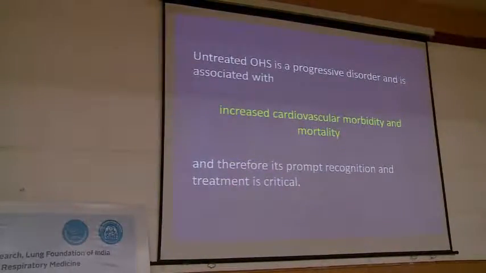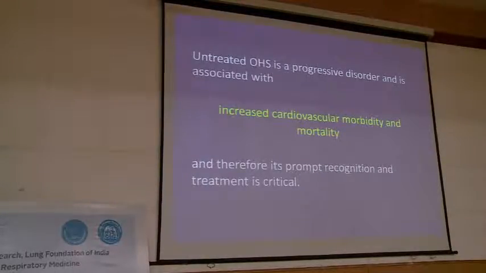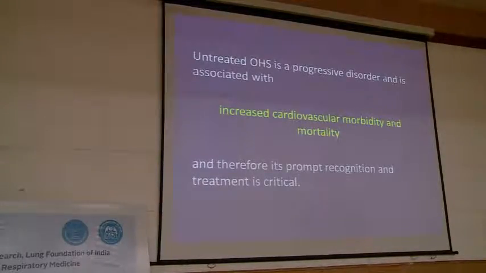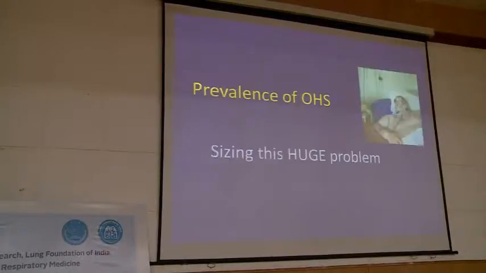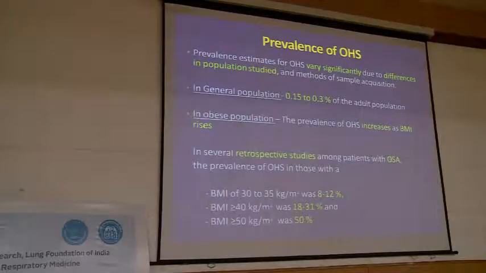So what is important is that untreated obesity hypoventilation syndrome is a progressive disorder and is associated with increasing cardiovascular morbidity and mortality, and therefore its prompt recognition and treatment is critical. So what is the prevalence of obesity hypoventilation syndrome? So prevalence differs based on what population you're looking at. So if we talk about general population, then the prevalence is quite small.